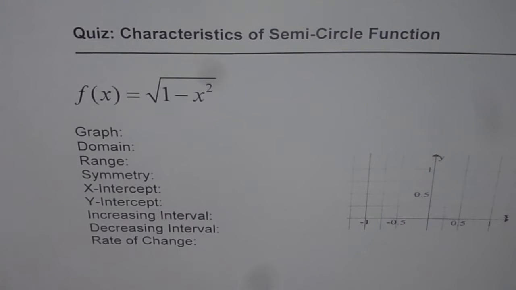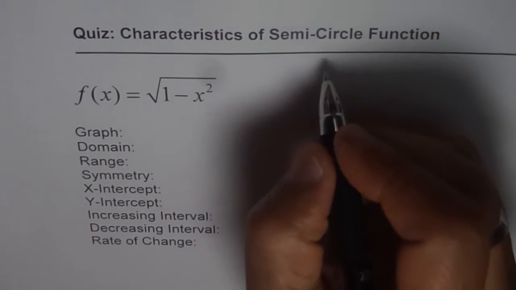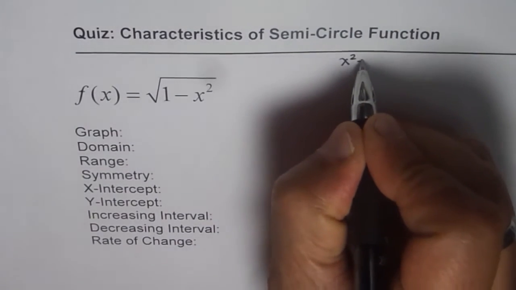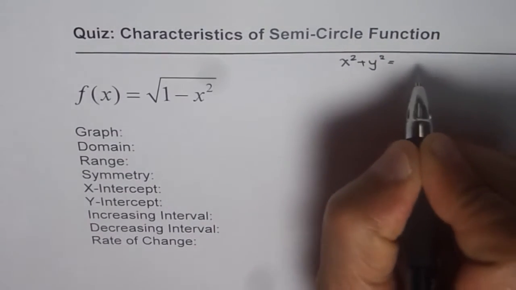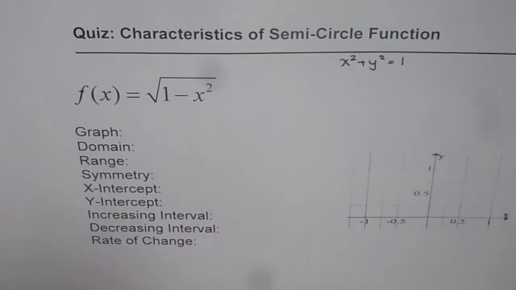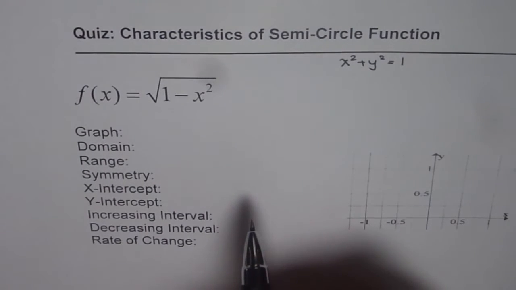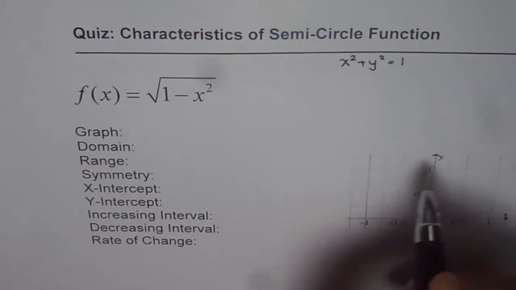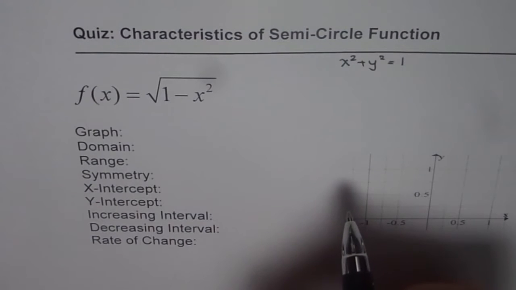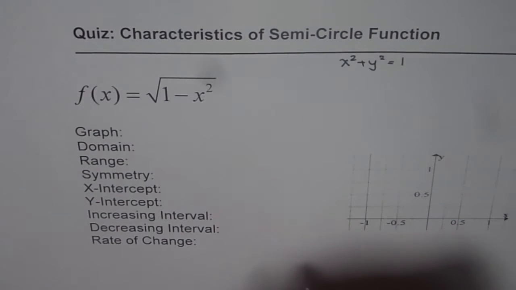Normally, in the test papers you'll find a function saying x squared plus y squared equals 1 and ask whether it is a function or not. Well, we know it is a circle with 1 as the radius, and since a circle will fail the vertical line test, we know it is not a function.